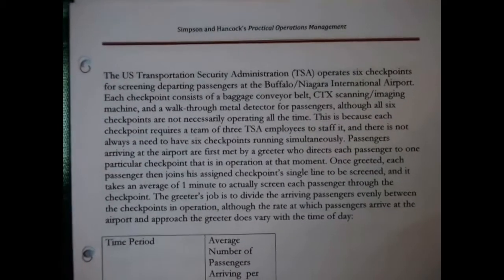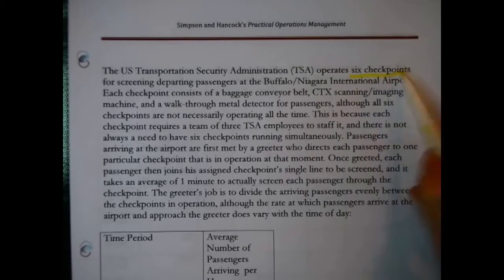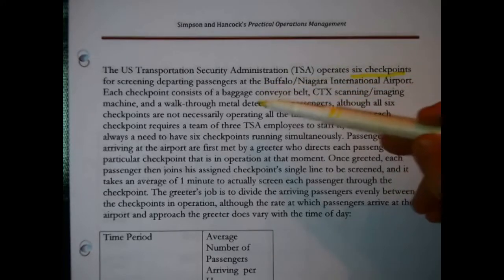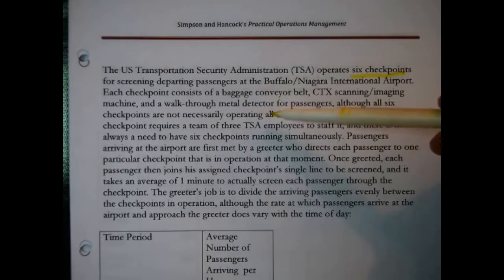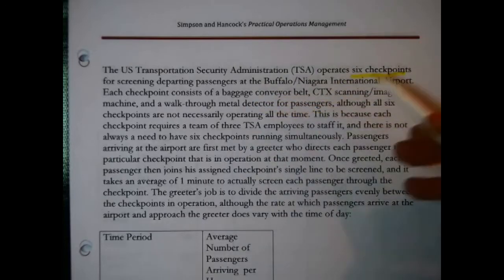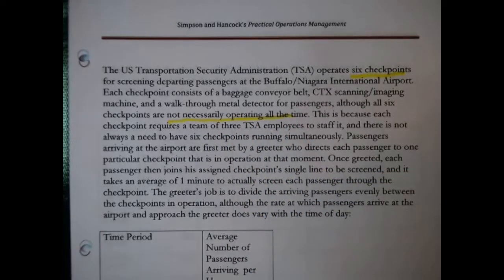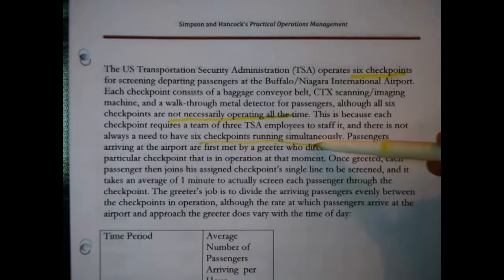The U.S. Transportation Security Administration, TSA, operates six checkpoints for screening departing passengers at the Buffalo Niagara International Airport. Each checkpoint consists of a baggage conveyor belt, CTX scanning imaging machine, and walk-through metal detectors for passengers, although all 6 checkpoints are not necessarily operating all the time. This is because each checkpoint requires a team of 3 TSA employees to staff it, and there's not always a need to have all 6 checkpoints running simultaneously.